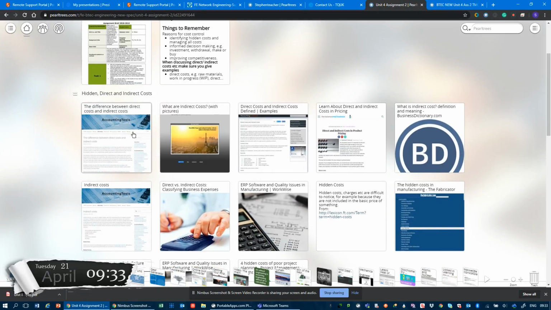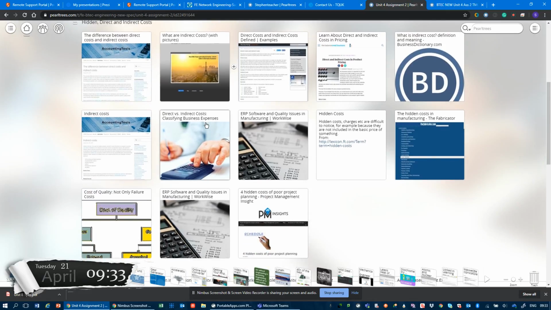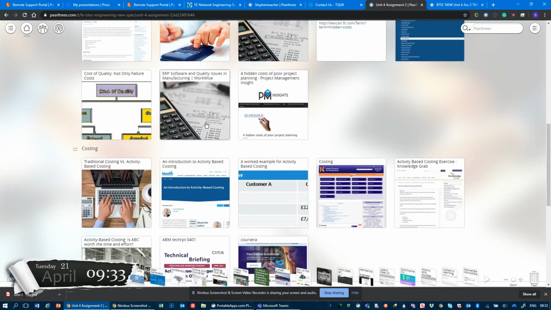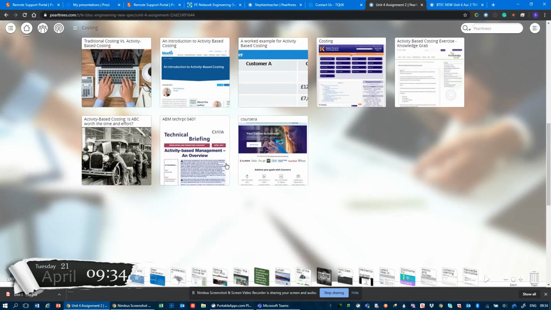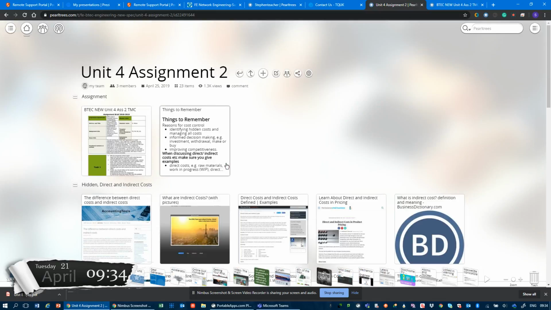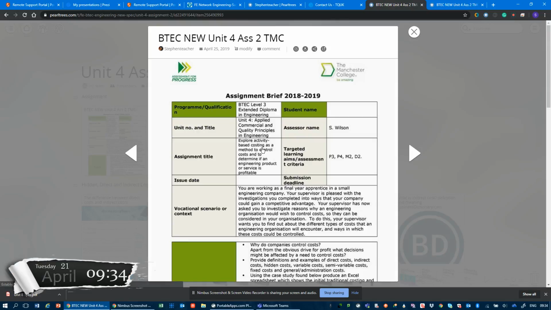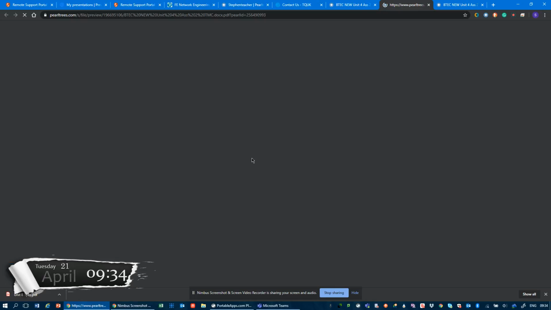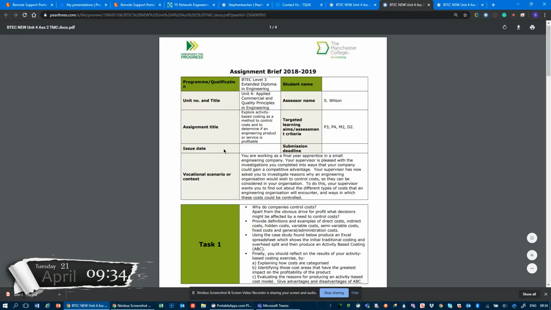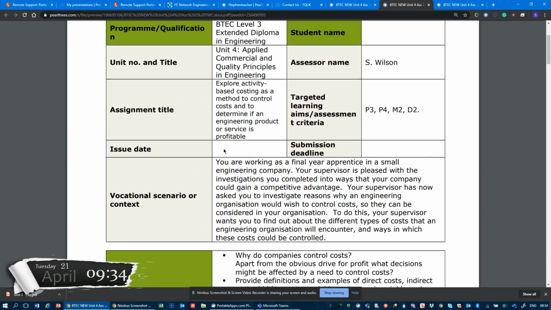We've got hidden, direct, and indirect costs, so we'll need to find out what those are. We've got things on costing as well. Okay, so where to start? Let's have a look at the assignment, shall we? Oopsie daisy. So let's just preview that. Let's make it massive.